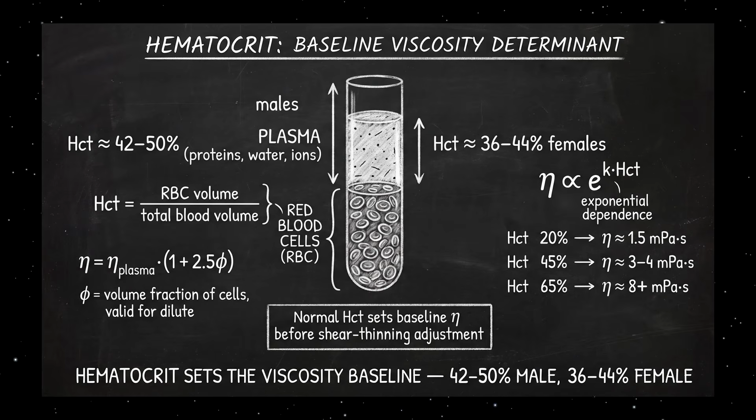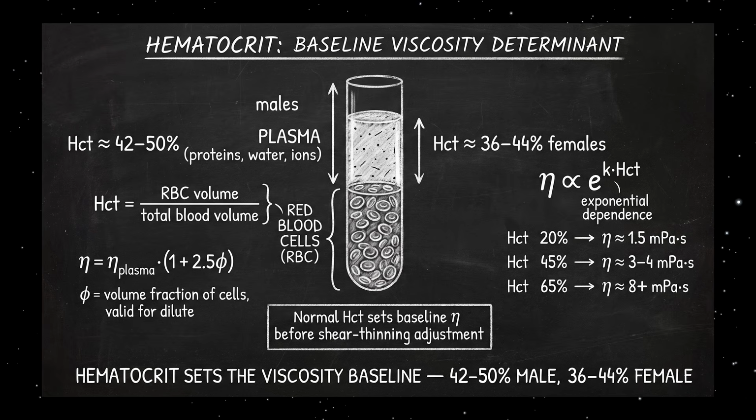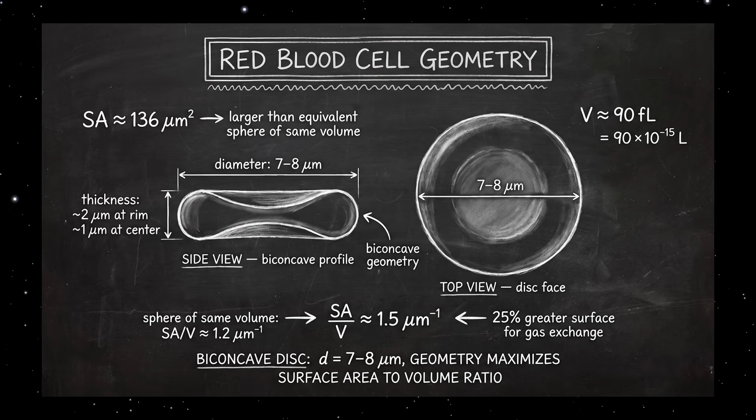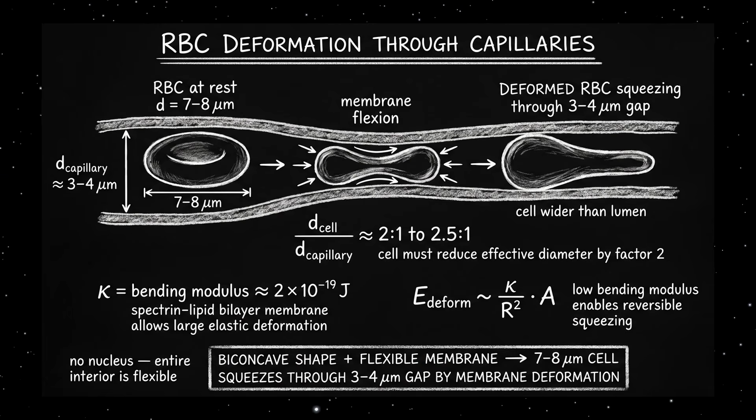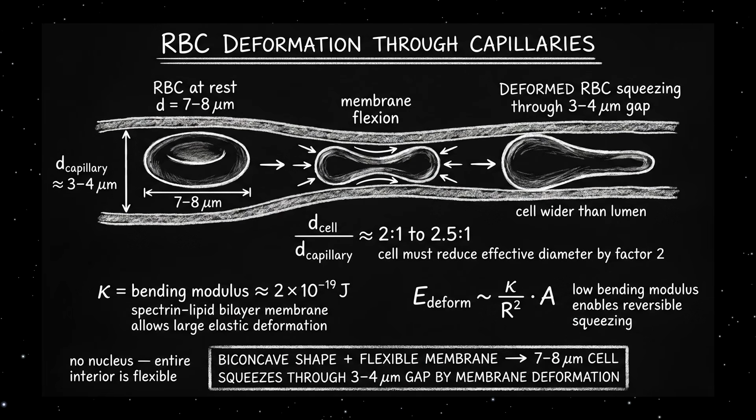The hematocrit, the percentage of blood volume occupied by red blood cells, sets the baseline viscosity at approximately 42 to 50% in males and 36 to 44% in females. Each red blood cell is a biconcave disc approximately 7 to 8 micrometers in diameter, a shape that maximizes the surface area to volume ratio for gas exchange and allows deformation through capillaries narrower than the cell diameter. 3 to 4 micrometer gaps the 7 to 8 micrometer cell squeezes through by flexing its membrane.